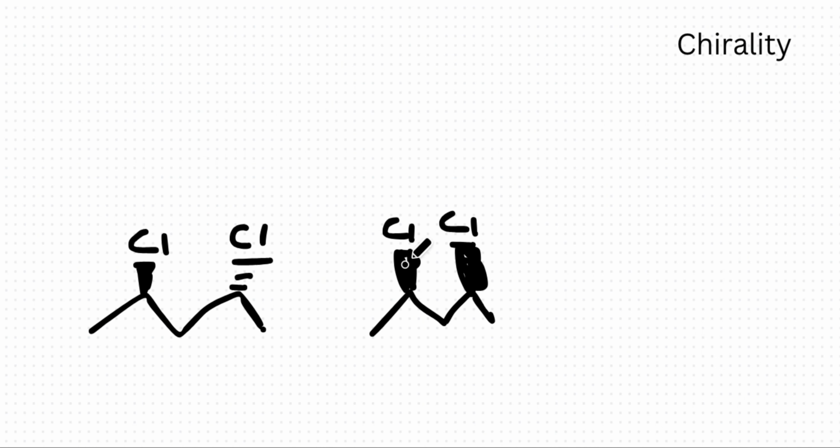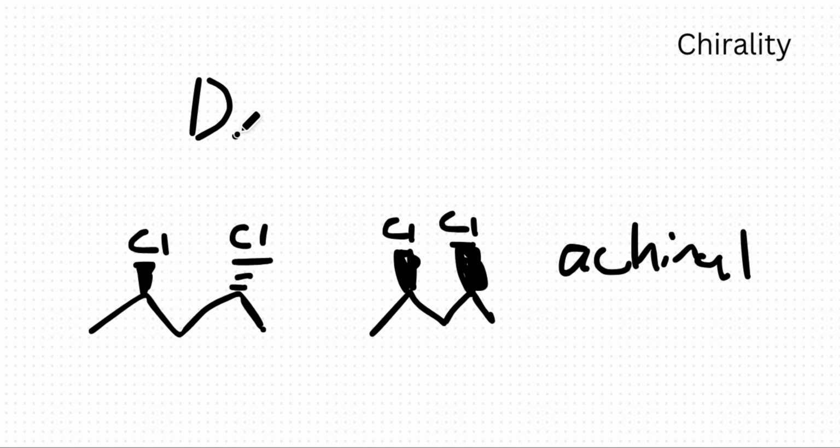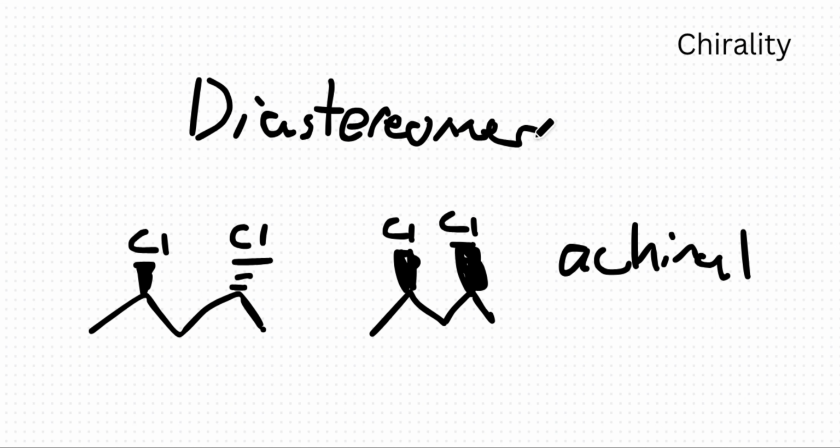I've changed this compound up a bit, so now these two are coming out of the page. These are no longer mirror images and are achiral, and we call these two kinds of compounds diastereomers. They have the same chemical formula, but are not mirror images. We call that generally diastereomeric compounds.